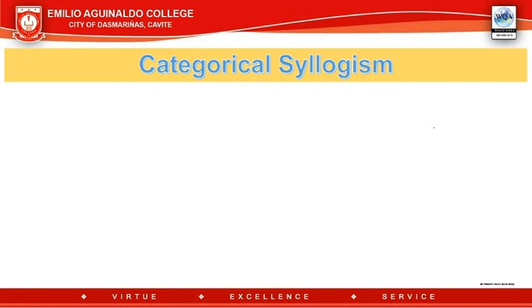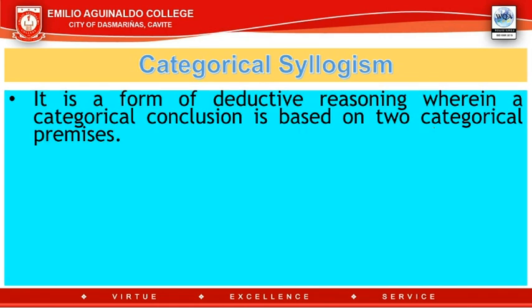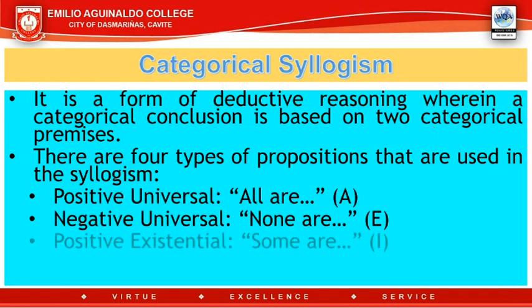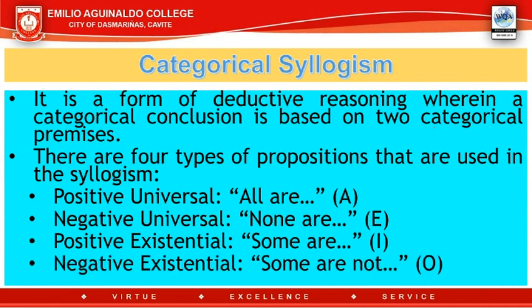Now, we have categorical syllogism. So, ano naman yung categorical syllogism? It is a form of deductive reasoning wherein a categorical conclusion is based on two categorical premises. So, there are four types of propositions that are used in the syllogisms. We have the positive universal, negative universal, positive existential, and negative existential. So, for positive universal, we use all R. For negative universal, we use non-R. For positive existential, we use some R, and for negative existential, some are not. Okay, so these may be our context clues for categorical syllogism.